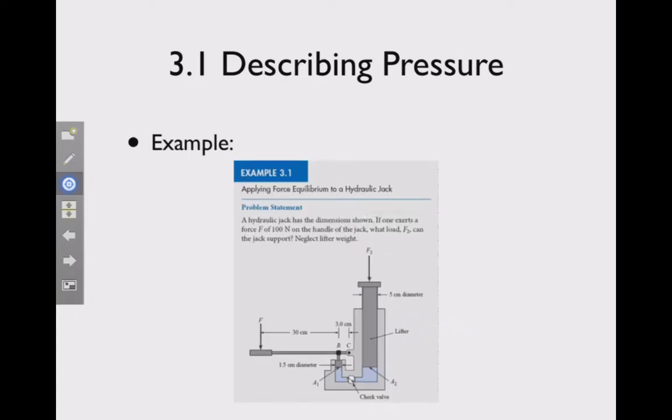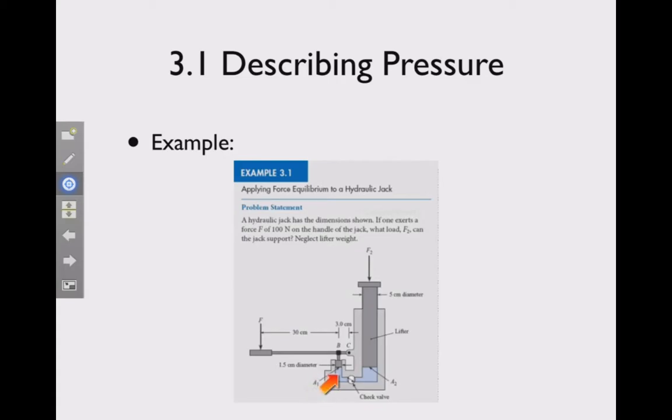So let's take a look at an example of a mechanical advantage machine, a hydraulic jack. We have a hydraulic jack with the dimensions shown, and we can see that we have two types of mechanical advantages. We have the lever arm that we're going to work with at this pivot point, and the total length of the rod is 33 centimeters, with the pivot point at 3 centimeters. So we're going to get a mechanical advantage out of that.